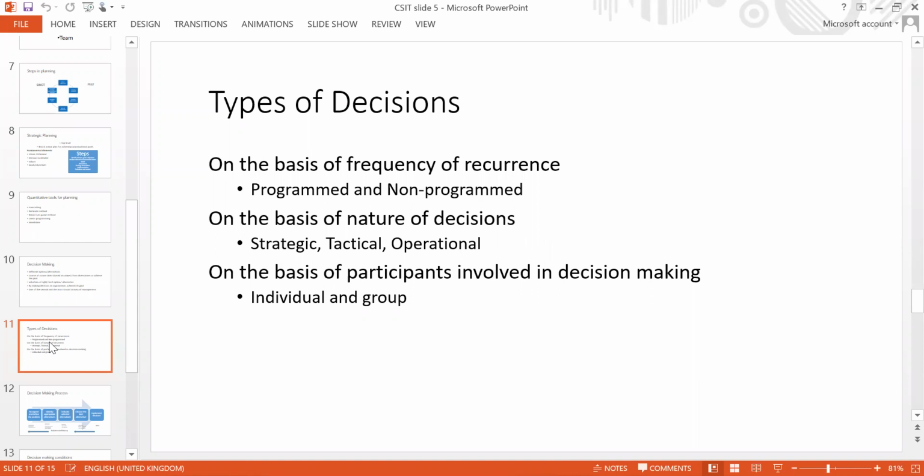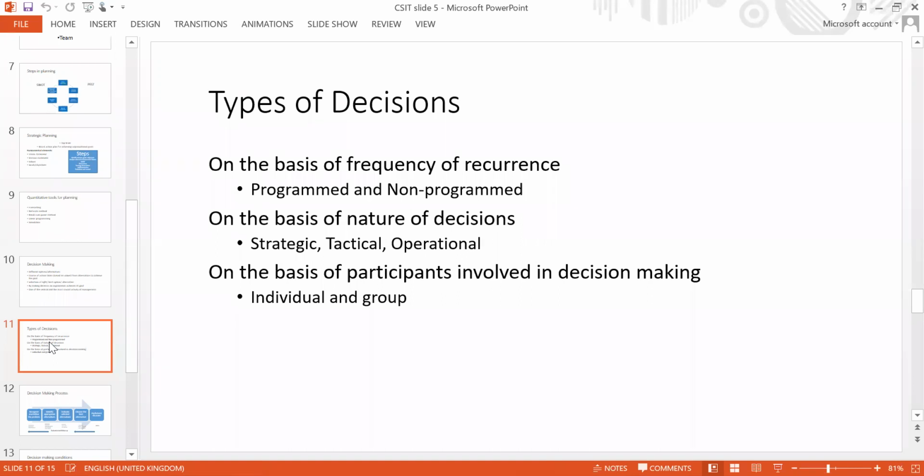Tactical decisions are those decisions which you take at the department level. Marketing managers, production managers, the financial head, these people take the decisions for the department. So that is the division or department level decisions that one has to take in the organization.